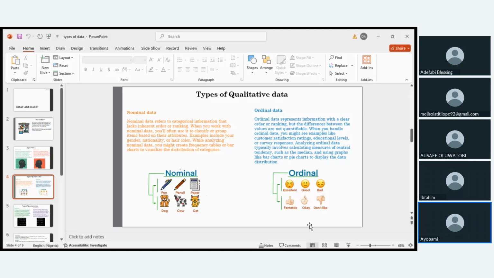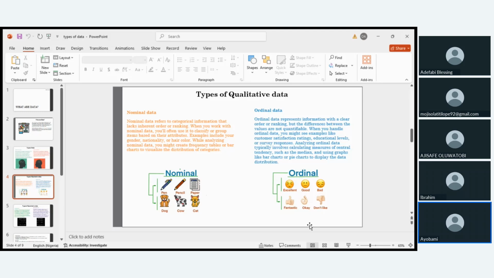So when you work with nominal data, you often need to classify or group them based on their attributes. Examples include gender, nationality. A Brazilian is not better than a Nigerian because he's a Brazilian, right? So they are two different things. Yeah, they're in two different categories, but you can't rate one ahead of the other. You can't say a red-haired girl is better than a blonde girl or something like that. They're just two different things. You wouldn't place one over the other.